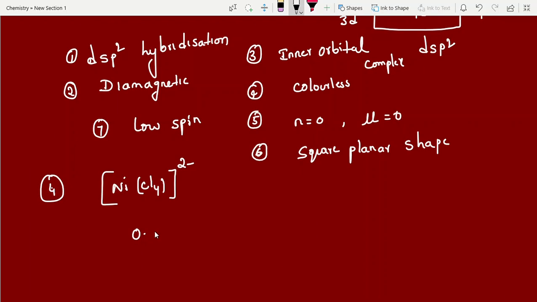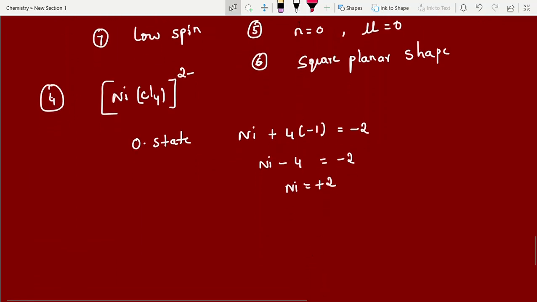Next, first one. What is the oxidation state? Nickel plus 4 times minus 1 equals minus 2. Next, what is the oxidation state of nickel here, students? Nickel minus 4 equals minus 2. Then nickel equals plus 2. That's it. Now what is the next step?